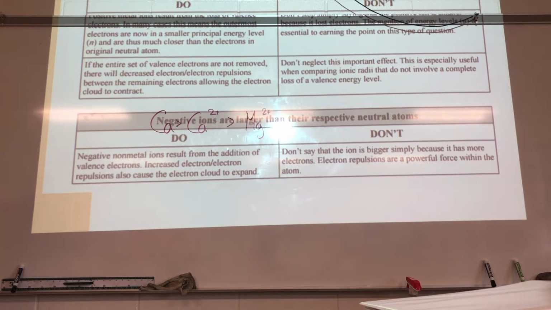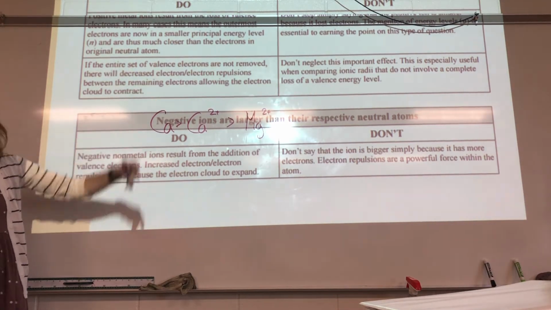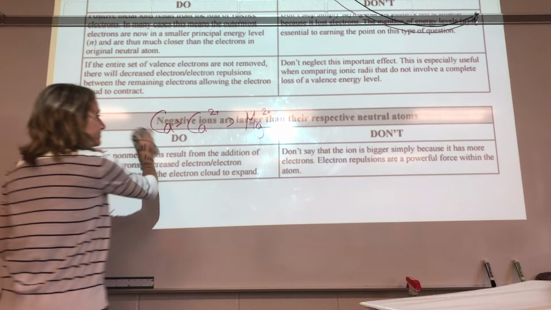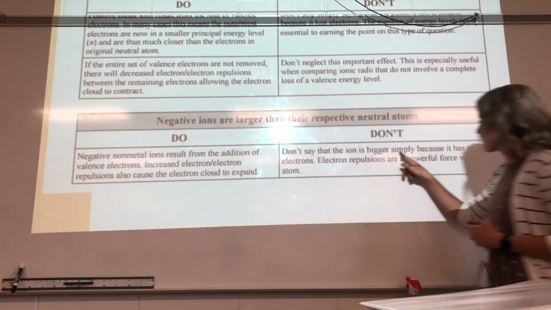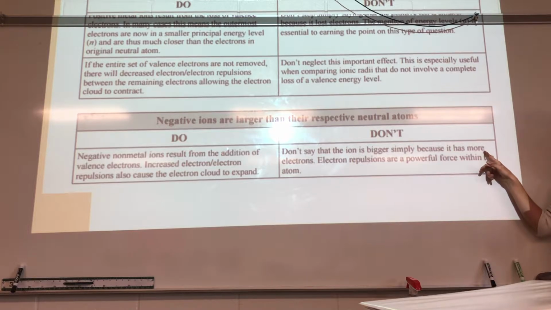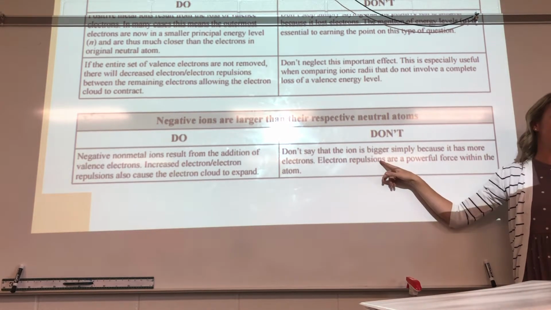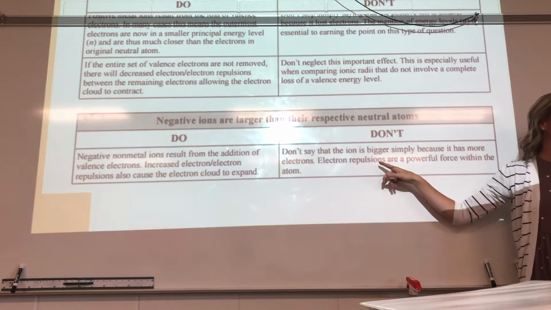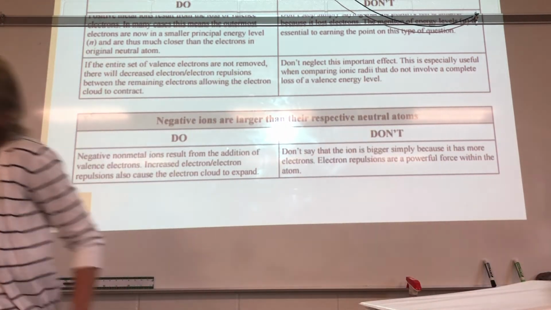So, okay, questions on that? Look over your list. These are the do's and don'ts for ionic justification. Once again, you cannot just say that the ion is bigger because it has more electrons. Electrons are really, really small, so that doesn't totally make sense. Why? It's because of the repulsive force between the electrons. That's what causes it to get so much bigger.